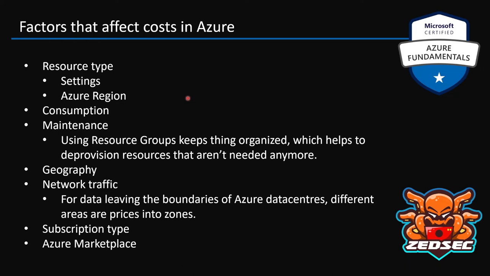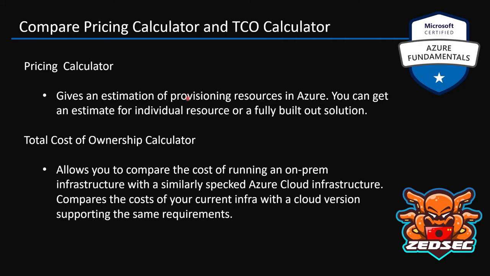In geography, how far away something is, how far the actual data has to travel, that's going to affect your costs. Network traffic: for data leaving the boundaries of Azure data centers, different areas are priced into zones. Subscription type, what kind of subscription you're using, and Azure Marketplace can also add to your costs.